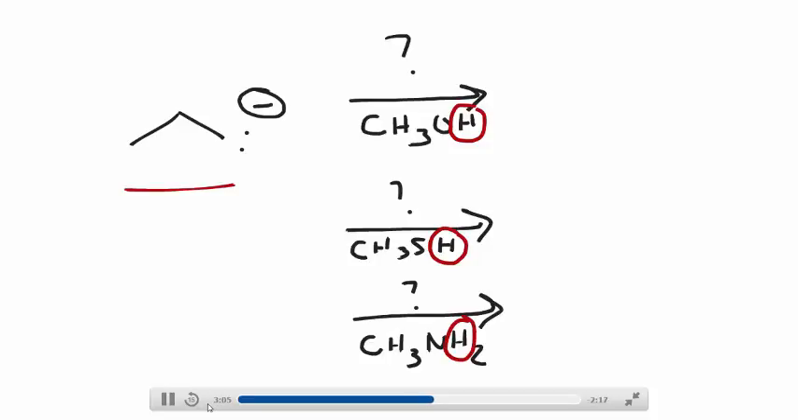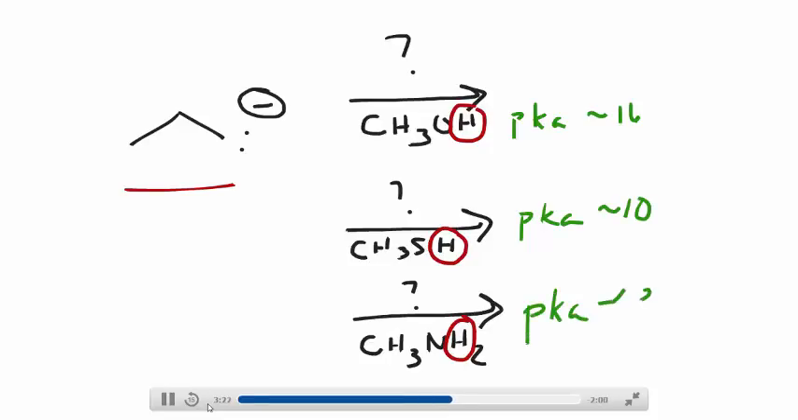In the case of the alcohol, the pKa is around 16-ish. For the thiol, that's probably going to be more around 10-ish. And for the amine, that pKa is probably going to be around 36-ish. So any one of these would be strong enough acids to do favorable acid-base chemistry with this particular base. So for example, let's do the acid reaction.